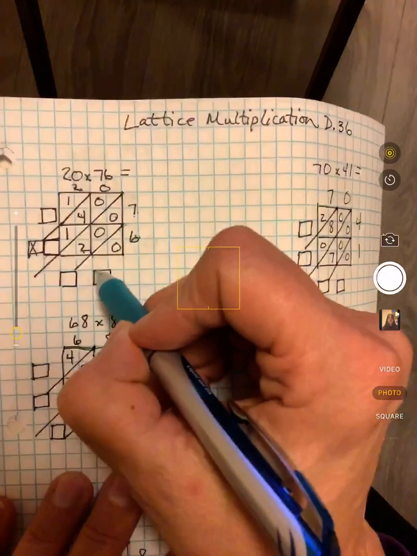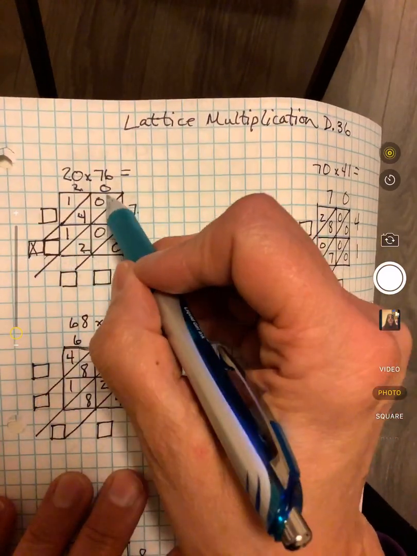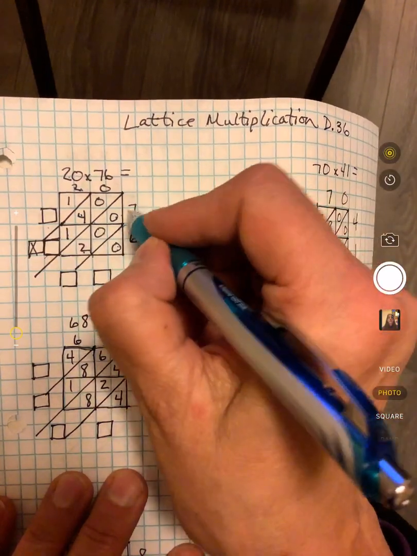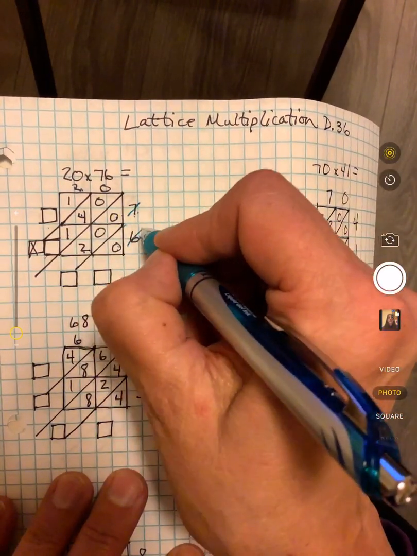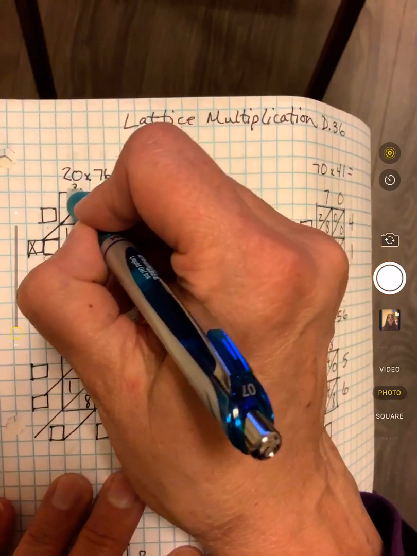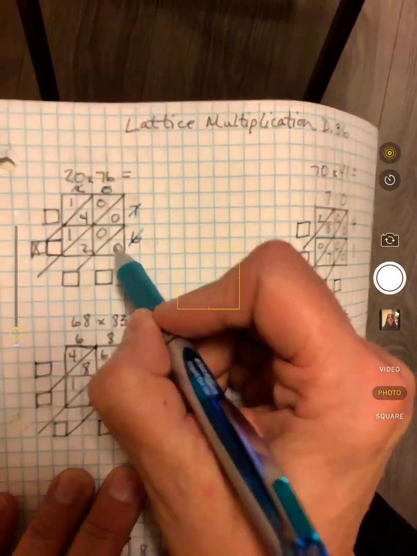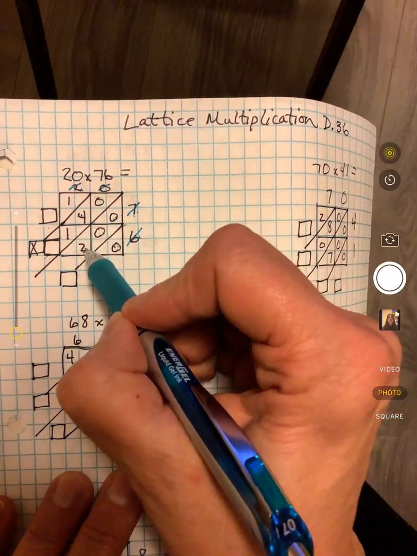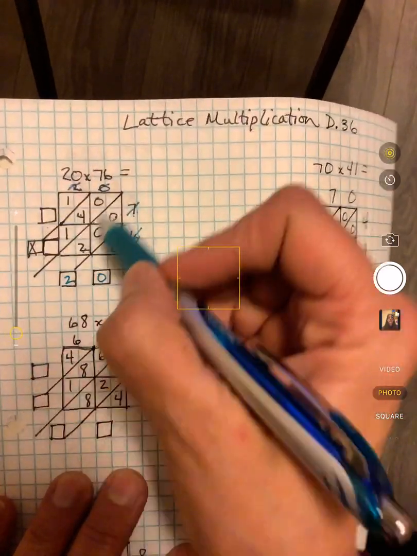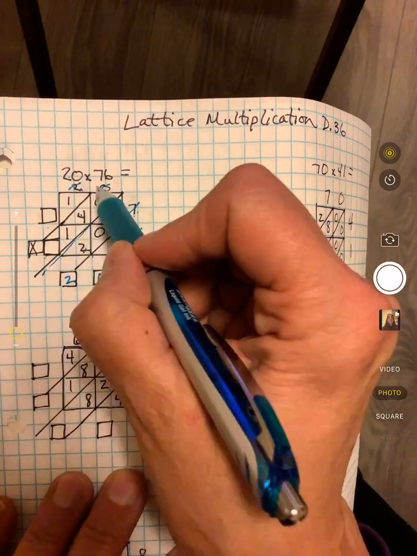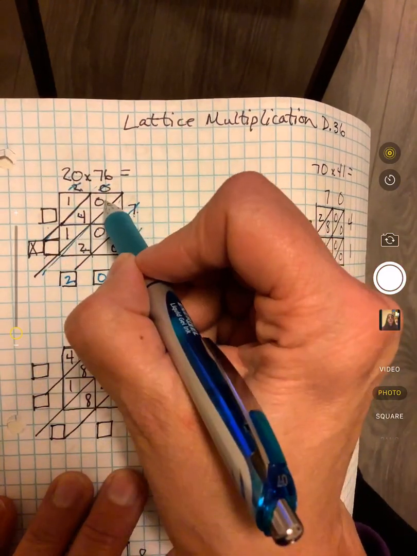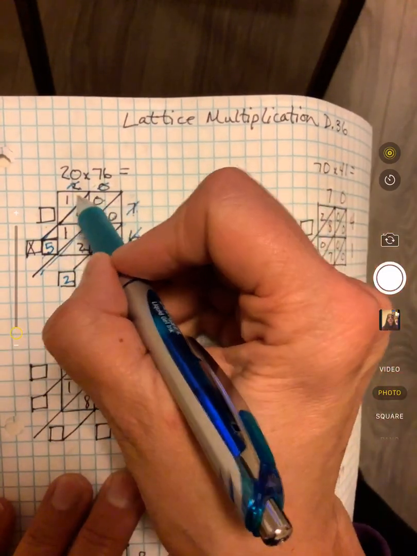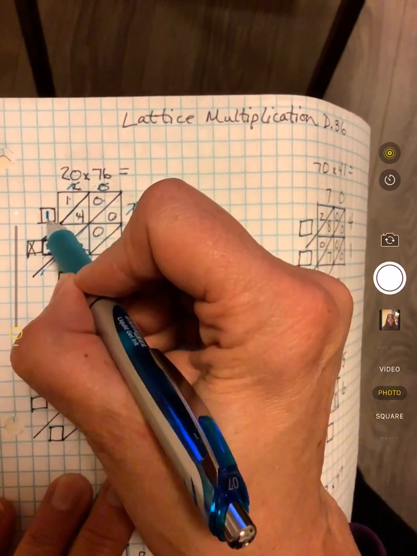And now what I'm going to do is add diagonally. Once you're done with the multiplying, you can ignore these numbers. So 0 plus nothing is 0. 0 plus 0 plus 2 is 2. Now I add between these two lines. 0 plus 4 plus 1 is 5. And then 1 plus nothing is 1.